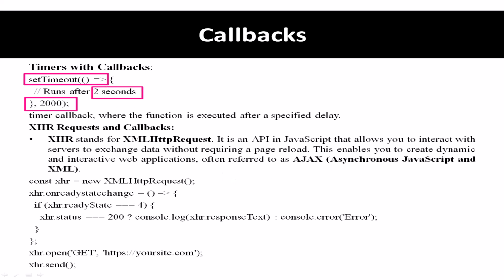Next one, XHR requests and callbacks. What is XHR? XHR stands for XMLHttpRequest. It is an application programming interface in JavaScript that allows you to interact with servers to exchange data without requiring a page reload. This enables you to create dynamic and interactive web applications, often referred to as AJAX. Basically, AJAX stands for Asynchronous JavaScript and XML.